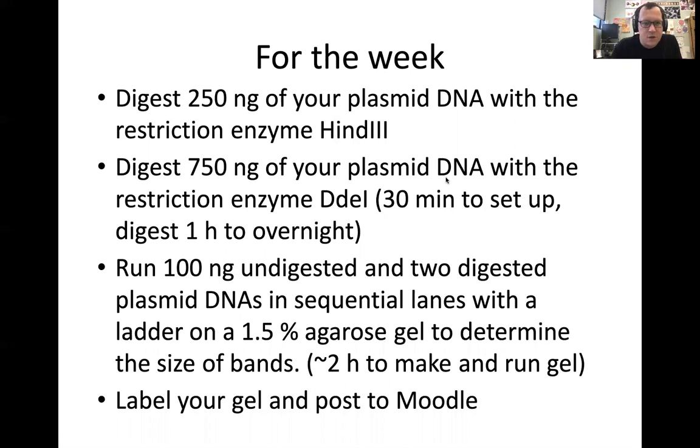All right, so this week, what you're going to do is you're going to take that plasmid DNA that you extracted last week, and you're going to cut 250 nanograms of it with the restriction enzyme HindIII, okay? Then you're going to cut 750 nanograms of it with the restriction enzyme DdeI. Okay, so you're going to set up these two restriction digests. Maybe it takes you half an hour to set up.